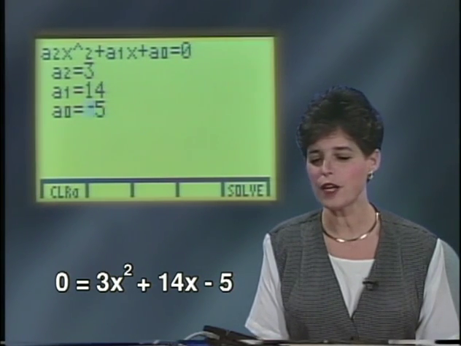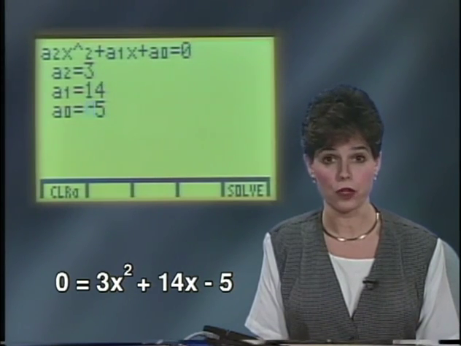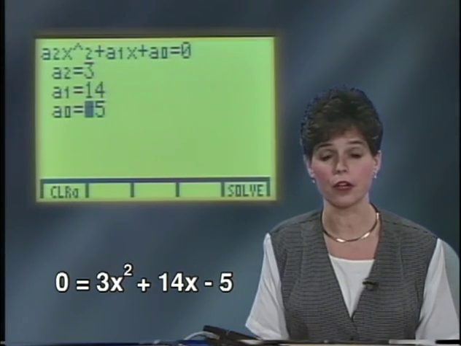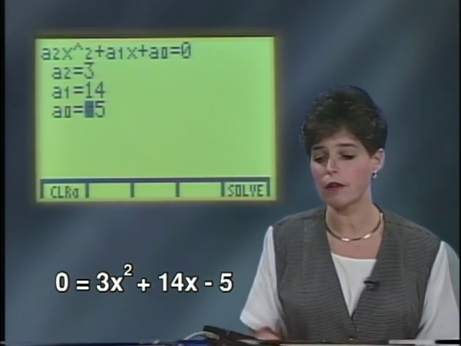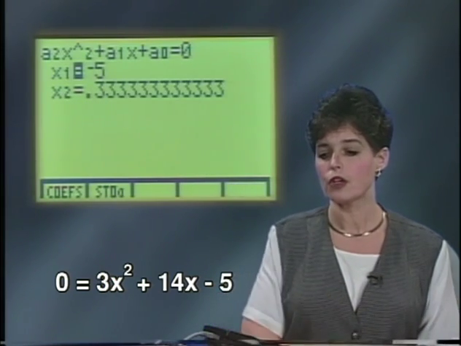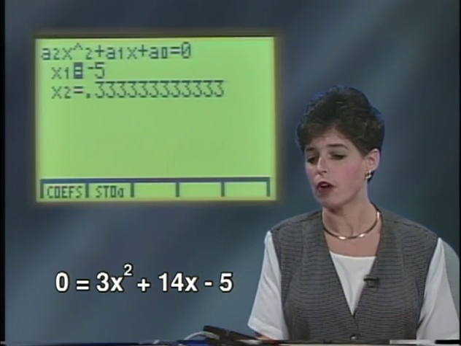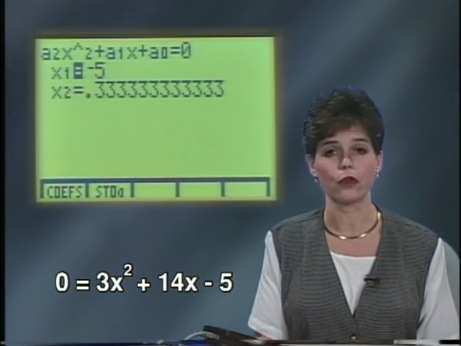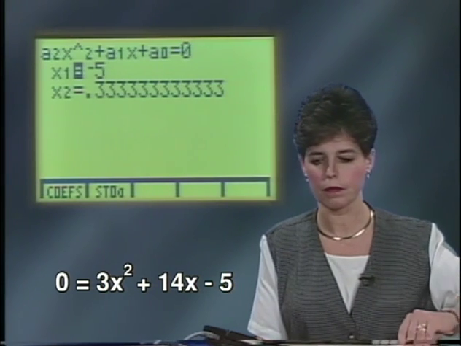Take a look at your screen and you'll see that you can either clear. I don't think I'm going to clear because I'm happy with the values that I've put in, or I can go over on the right hand side with F5 and solve. So press F5 to solve your polynomial function, and you will see that you have a negative 5 and 0.3 repeating, which, as we all know, is the number 1/3.